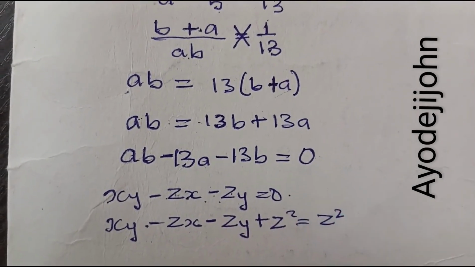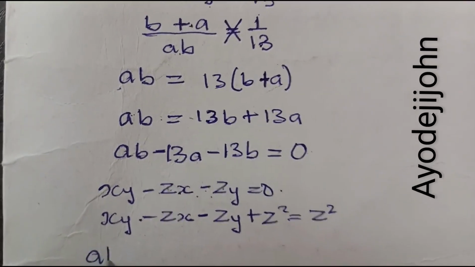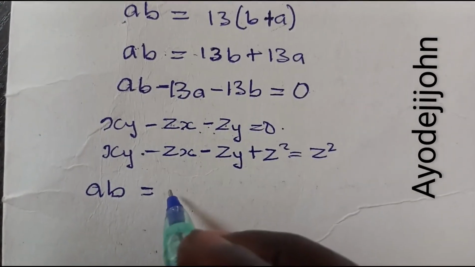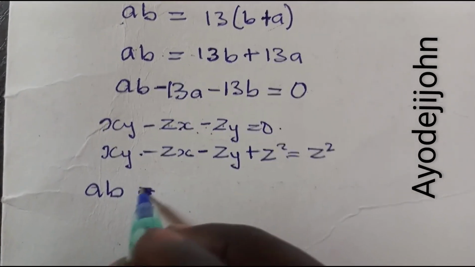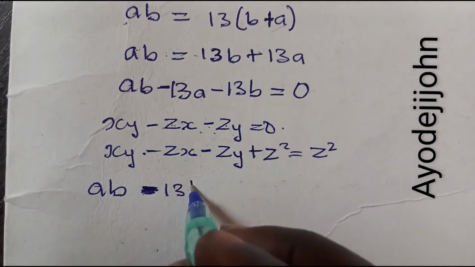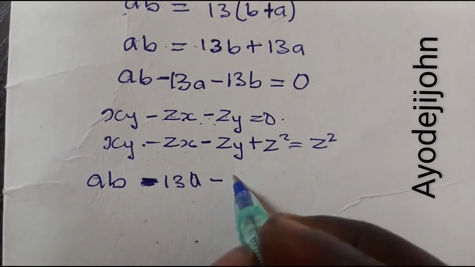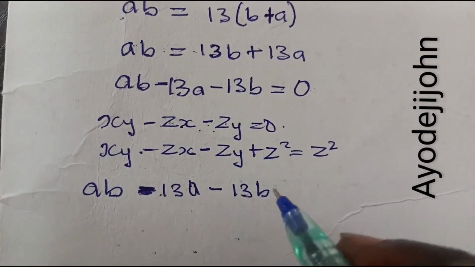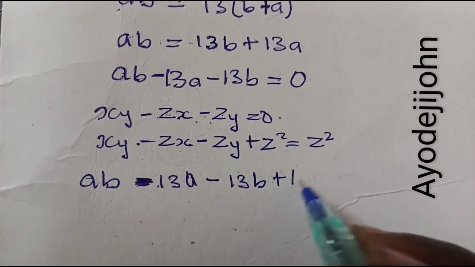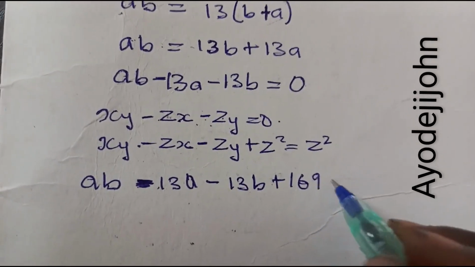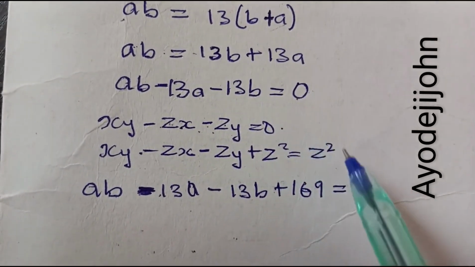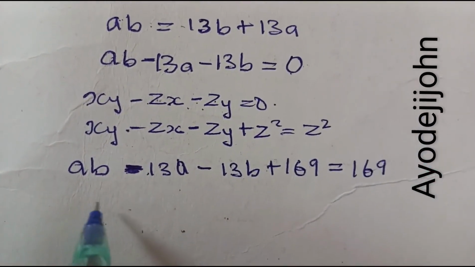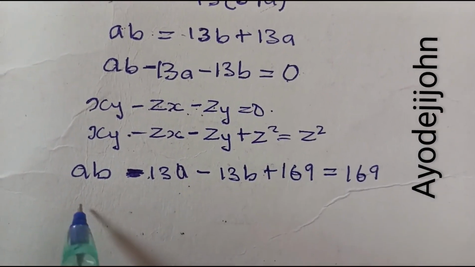method now into this. So it becomes AB minus 13A minus 13B, then minus 13 times minus 13, that gives us plus 169. So we add it to both sides. Then we add 0 plus 169, we also have 169. Okay, so now we can easily factorize them.